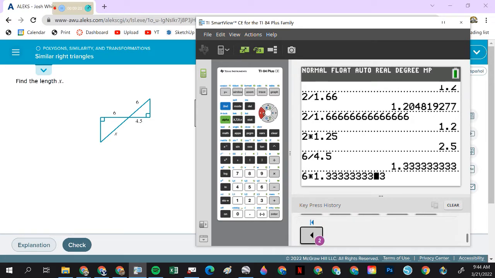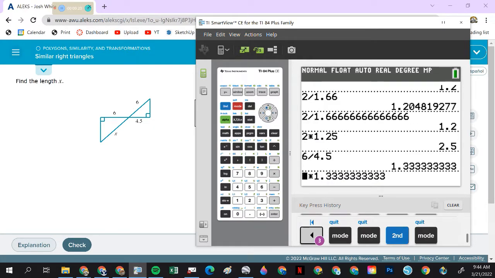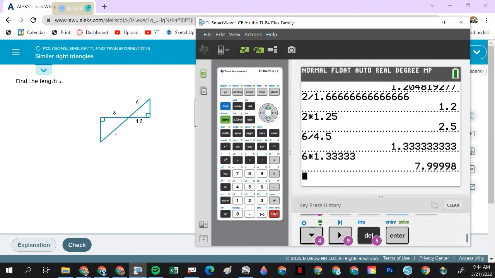What if you don't put enough 3's? So let's say I don't quite put enough 3's. You should be able to tell what it is going to be. So what do you think the answer is? Do you think it's actually 7.999998? It's 8.